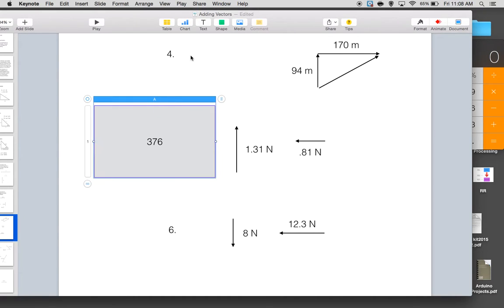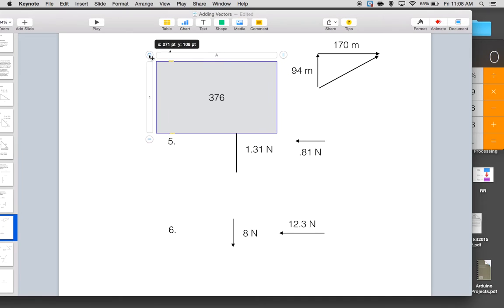So first, let's think about Pythagorean theorem rearranged to solve for the hypotenuse, and that gives us the square root of 94 squared. Not 94 to the 94th power, that would be interesting. 94 squared plus 170 squared. And that gives us a hypotenuse of 194 meters.